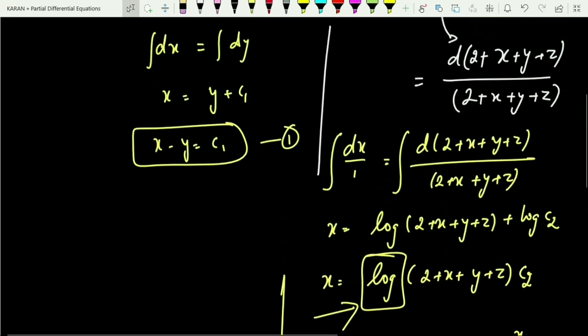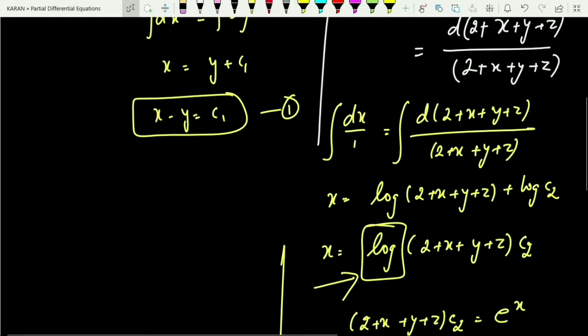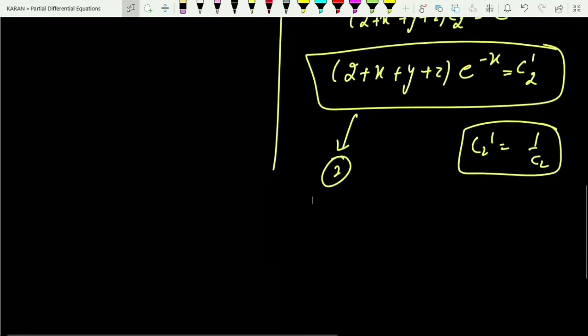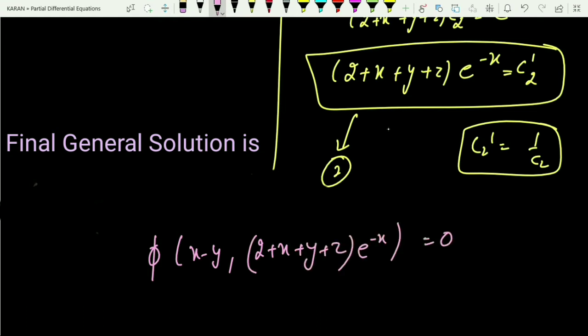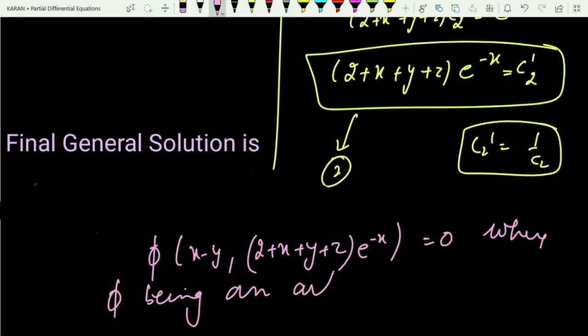So already we have found the first equation, that is x minus y equals c1. The next one is this. So the final general solution is phi of x minus y comma 2 plus x plus y plus z multiplied with e raised to minus x equals 0, where phi is an arbitrary function. I hope this question is clear to you now. Now let me take one more interesting problem.